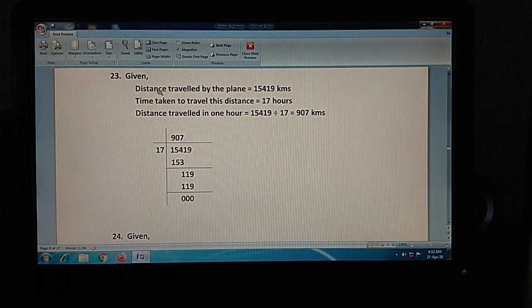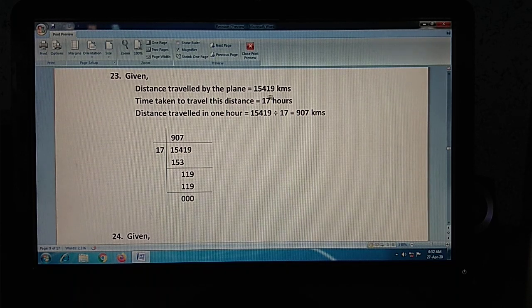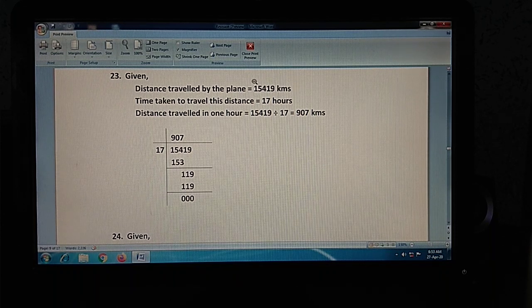In question number 23 we are given the distance traveled by a plane and the time taken to travel this distance. We are asked how much distance the plane will travel in 1 hour. This is very simple. The total distance traveled by the plane divided by the total time taken will give us the distance traveled by the plane in 1 hour. So this is simple division.